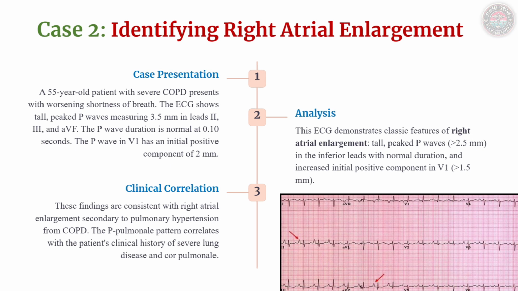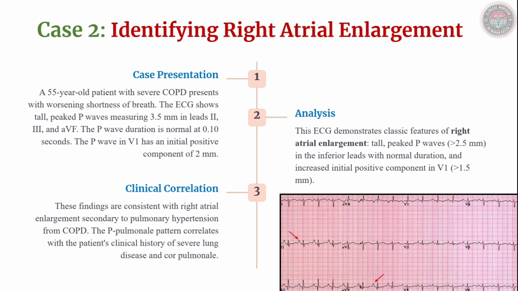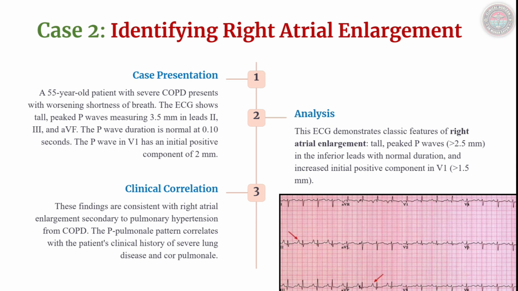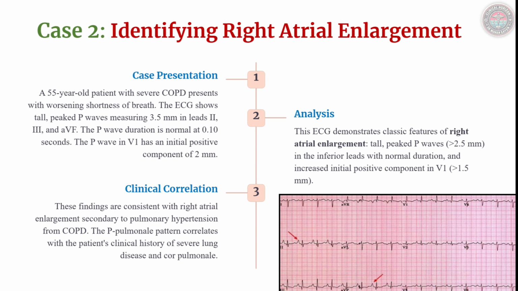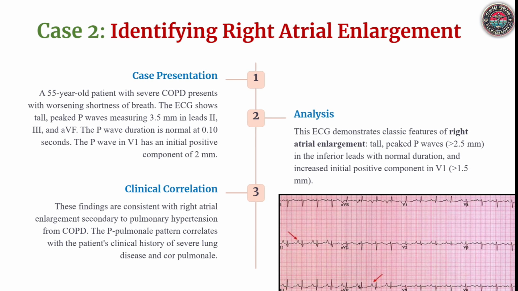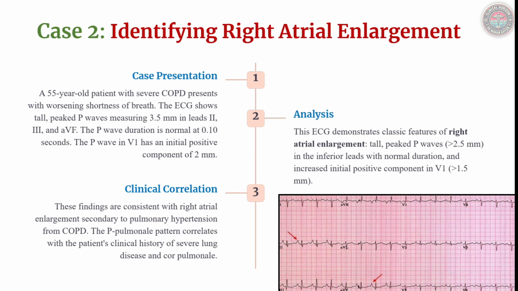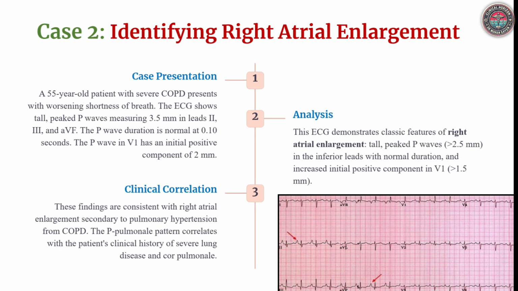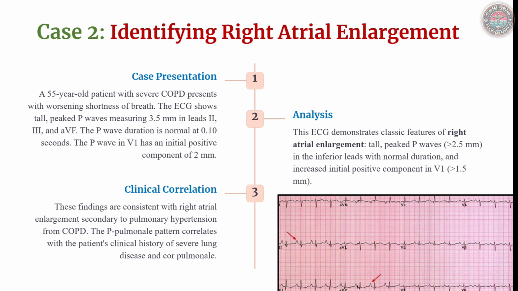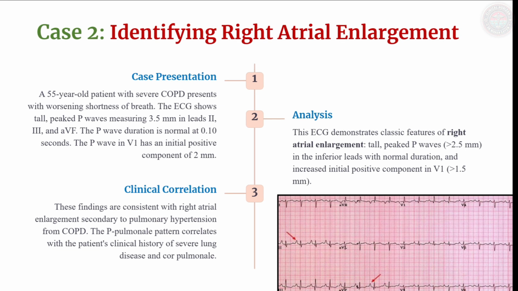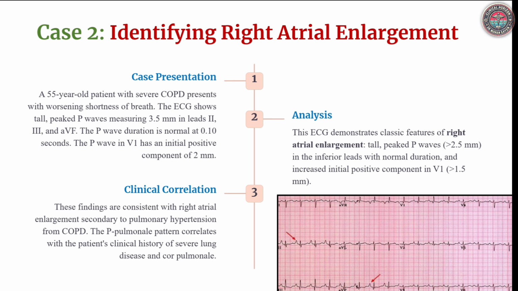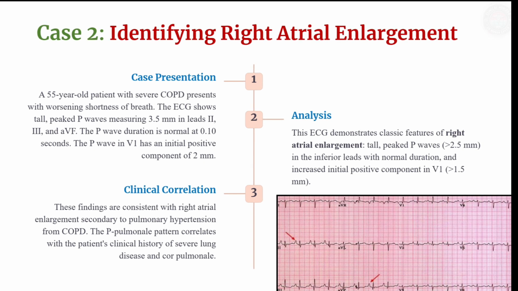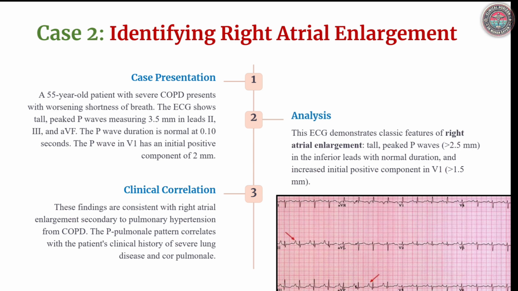Case 2. Identifying right atrial enlargement. A 55-year-old patient with severe COPD complains of worsening breathlessness. ECG shows tall peaked P waves, that is 3.5 mm, in leads 2, 3, and aVF, with a prominent initial positive deflection in V1. These confirm right atrial enlargement, secondary to pulmonary hypertension from COPD. The findings align with the clinical picture of cor pulmonale.